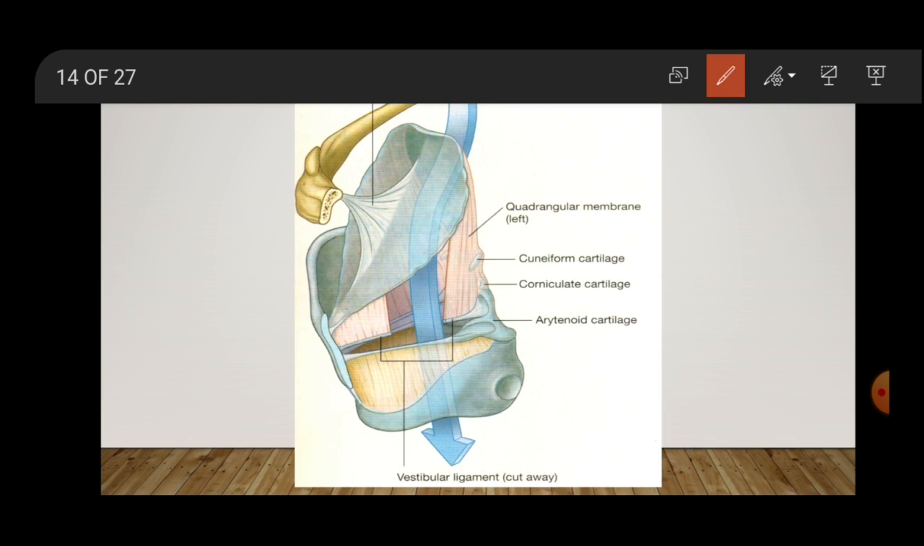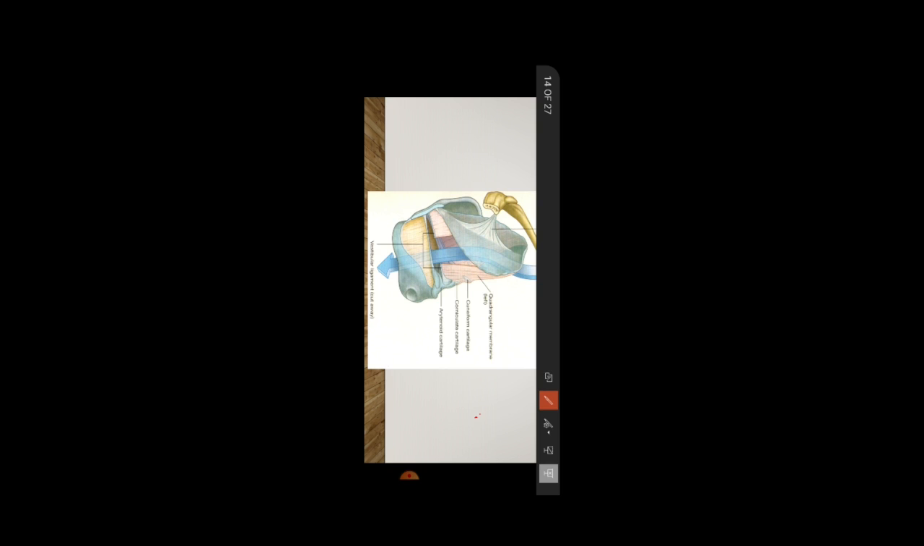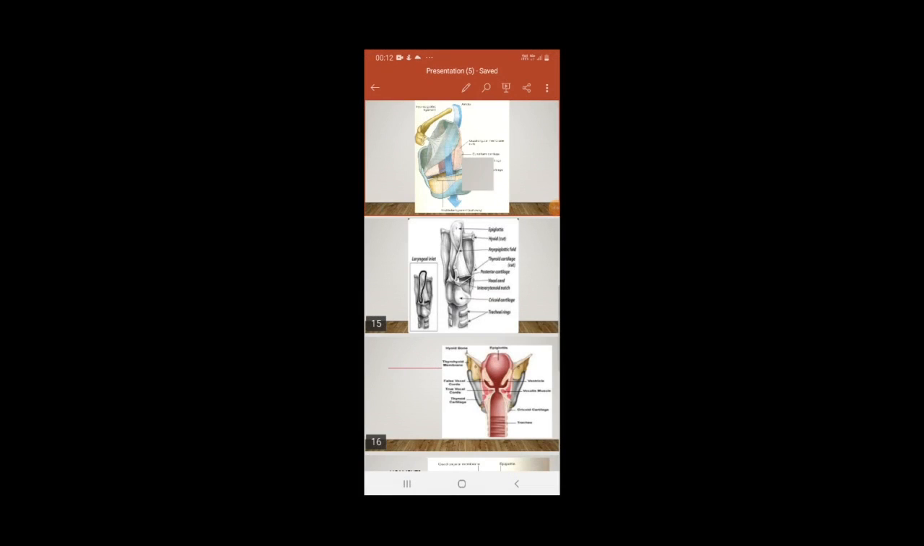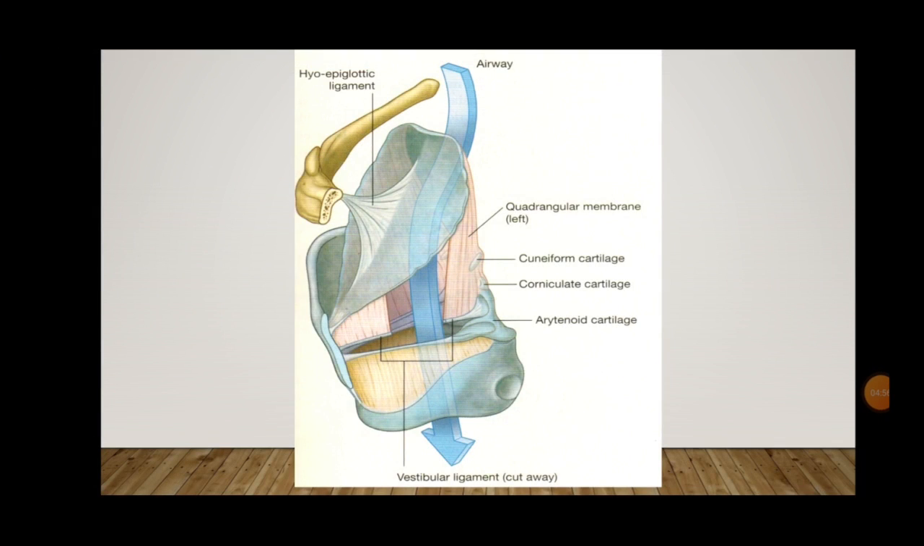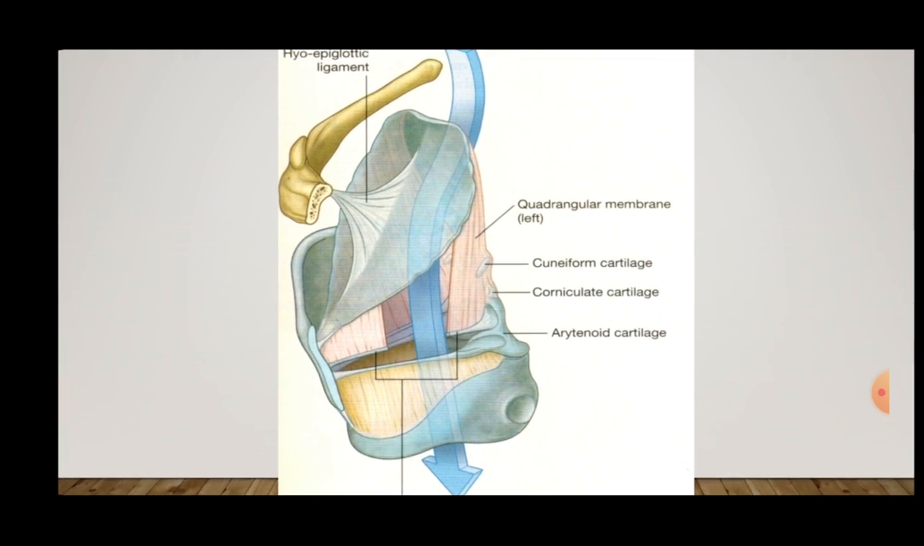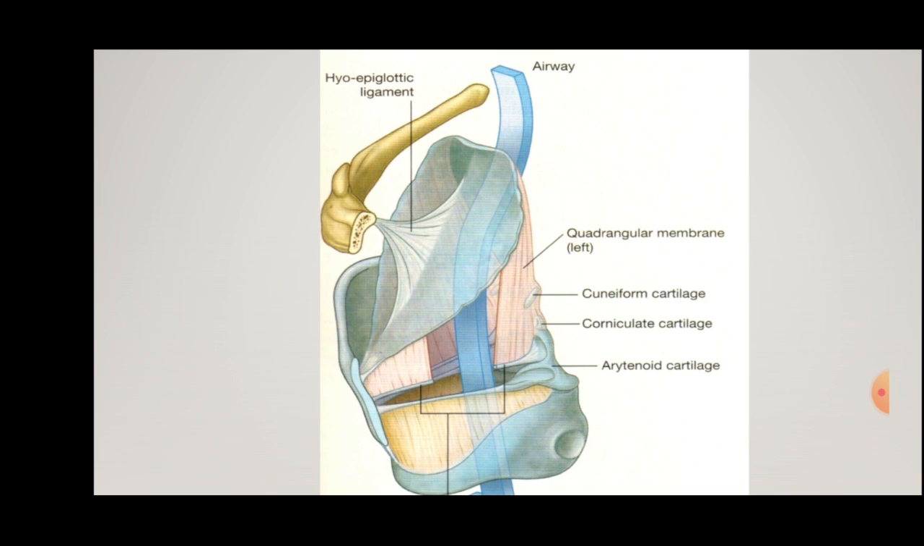So coming to the extrinsic membranes. Here in this picture you can appreciate one membrane, the hyoepiglottic ligament. Yes, you can see very well the hyoepiglottic ligament here, extending between the hyoid and the epiglottis. That is the hyoepiglottic ligament, one of the extrinsic ligaments.